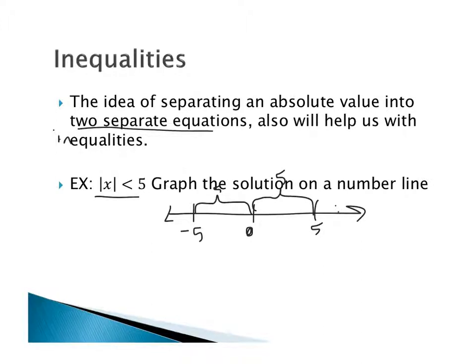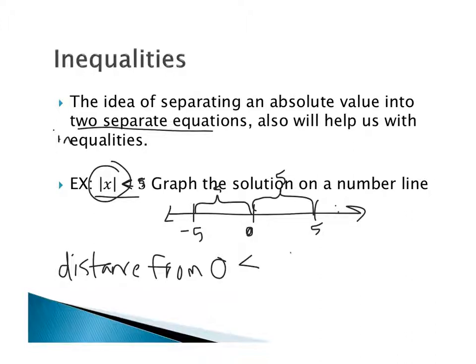What we need to know is the numbers that have an absolute value less than 5. Let's think about what that means in words. That means that the distance from 0 is less than 5. If you think about your number line, where on your number line are your values going to be closer to 0 than 5?